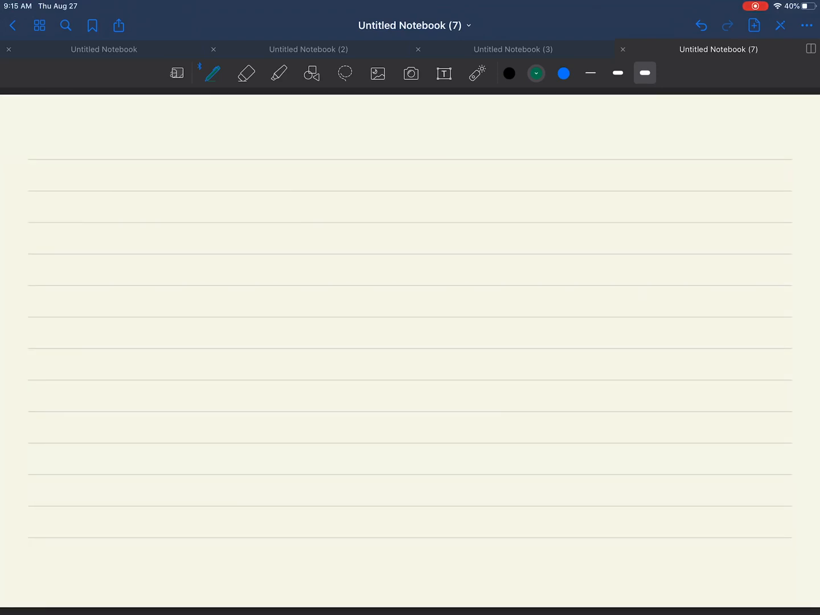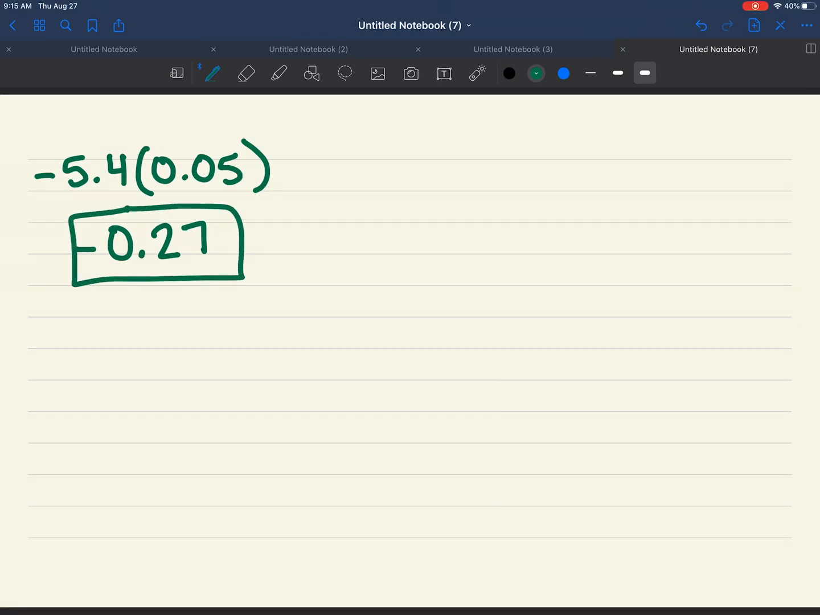All right, so first thing we're going to do is look at negative 5.4 times 0.05. Now, can anybody tell me, using your integer rules, this answer is going to be positive or negative? Negative, okay? So 5.4 times 0.05 would give you negative 0.27, right? Make sure you're careful about where that decimal goes.